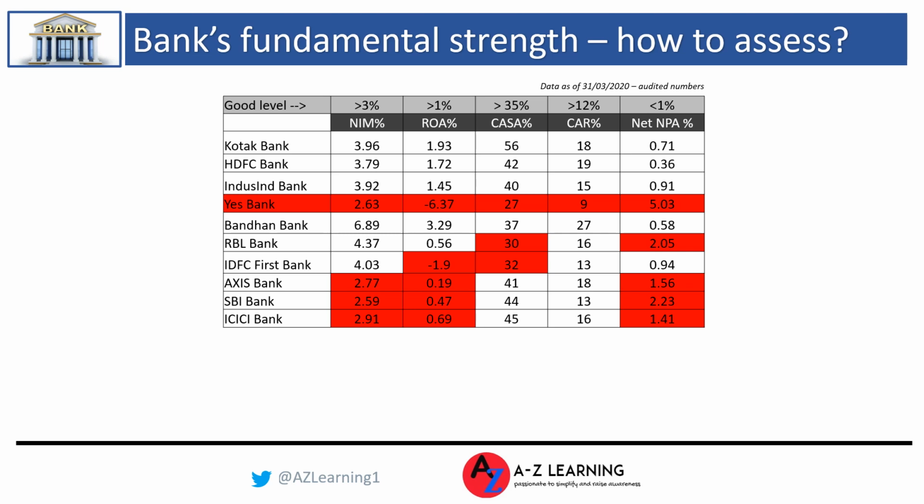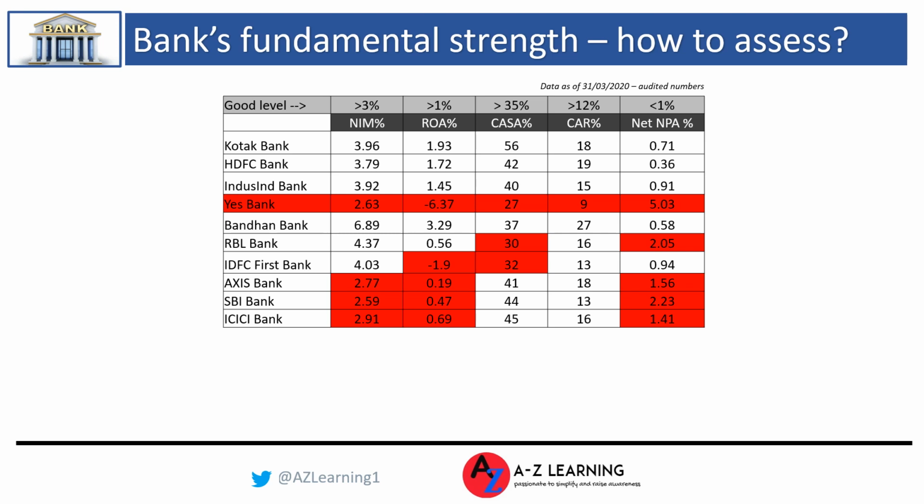Return on asset 1.93, which is higher than 1%. Again, thumbs up, good position, strong bank. CASA ratio, which must be above 35%. Kotak has got 56%, and they have got the highest CASA ratio in the entire banking sector. So again, big thumbs up, very good.